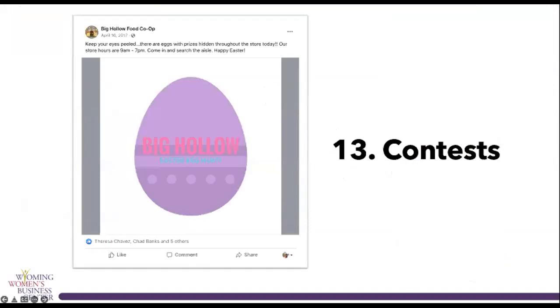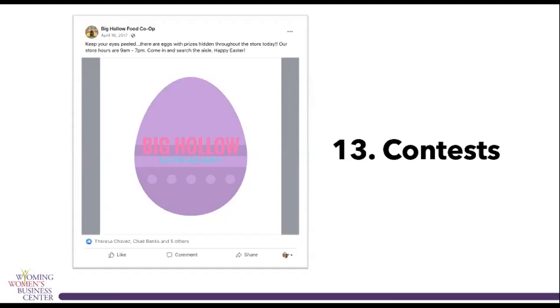Contests are a great way to get people actively participating in your business and maybe even spreading the word about you because they had so much fun. Here's an example of an Easter egg hunt at Big Hollow, a local food co-op. It gets folks into the store and hopefully they have a little fun and remember it for the next year. Other examples include photo contests, which we see a lot around times like Halloween for costumes, but you could create one at any time. Perhaps you ask your customers to share photos of them engaging with your product for a chance to win a free item or a discount.